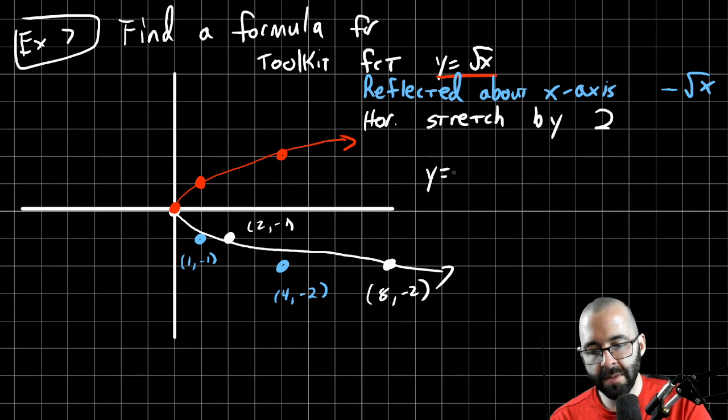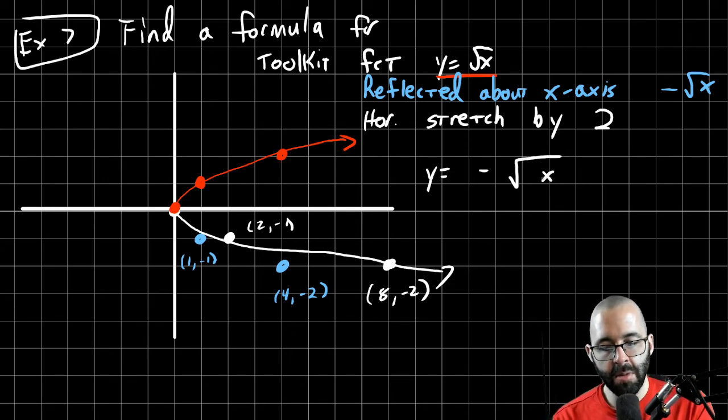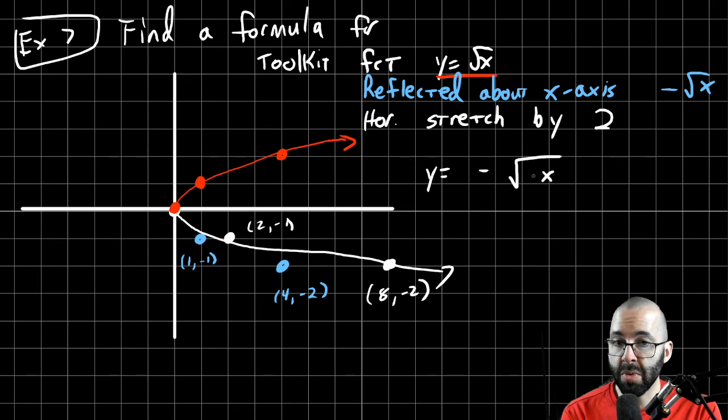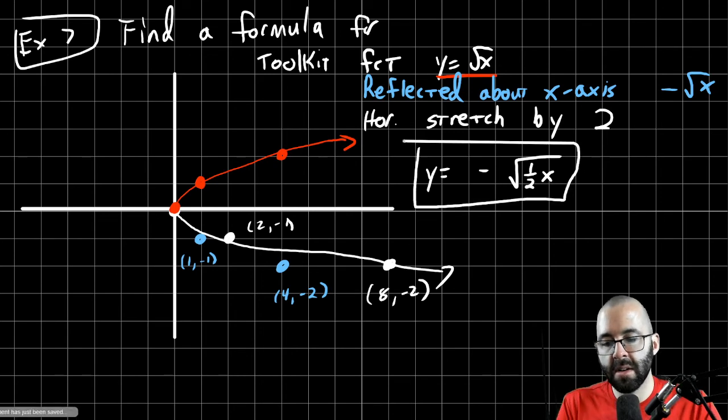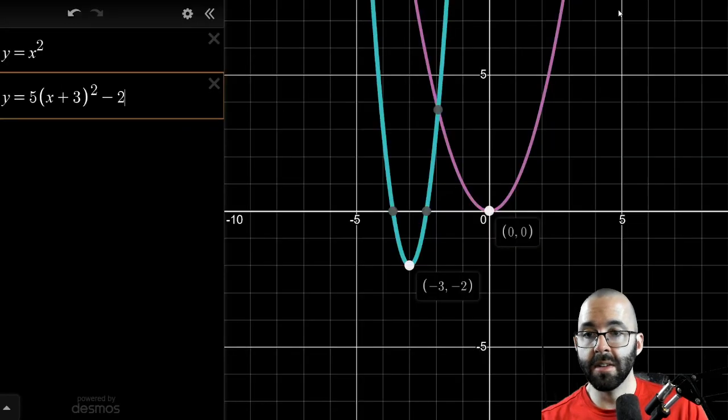Our answer should be negative square root of x, but a horizontal stretch means multiply on the inside. Don't multiply by 2. That would be a compression. To horizontally stretch by 2, we have to multiply by 1/2. But don't take my word for it. Check your answers here.